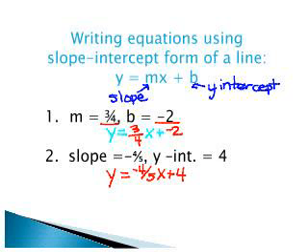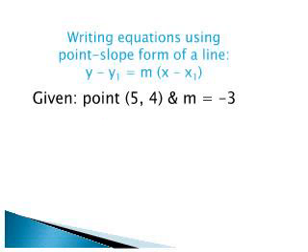The next form of a line is the point-slope form of a line. When you're given a point and a slope, you can plug it into this form and then simplify and have the slope-intercept form of a line again. So in this case, your 5 is going to be your x1 value, and the 4 is going to be your y1 value, and of course the m is -3.